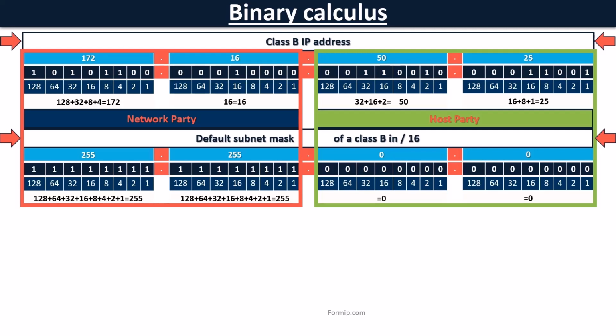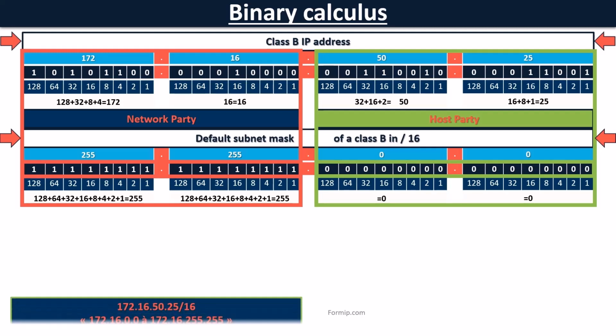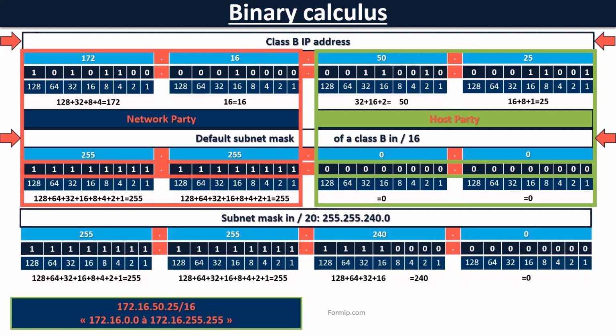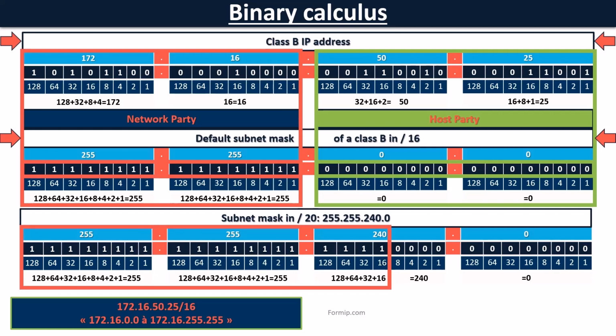In this example, let's say we want to split our Class B network. The default mask for a Class B is a /16. That is, the first 16 bits are reserved for the network part, and the last 16 are for the host part. Our network therefore includes addresses from 172.168.0.0 to 172.168.255.255. To divide this large network, we will use a mask /20, that is to say 255.255.240.0. With this new mask, the first 20 bits are intended for the network part, and the 12 remaining bits for the host part.